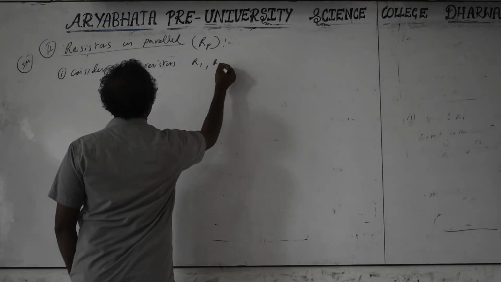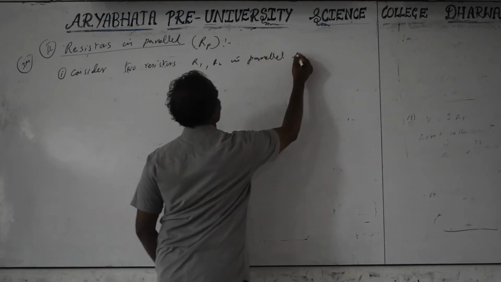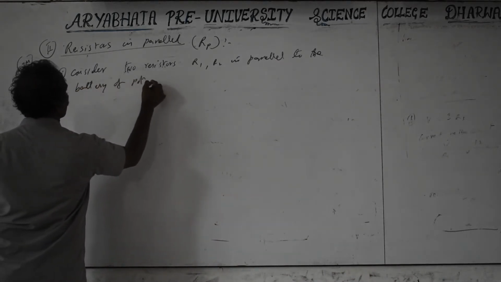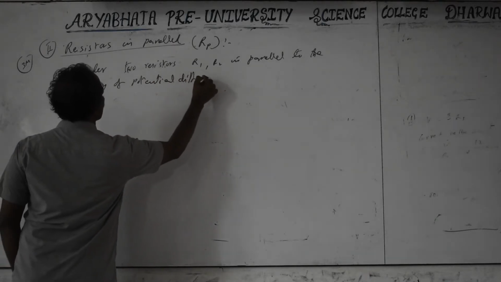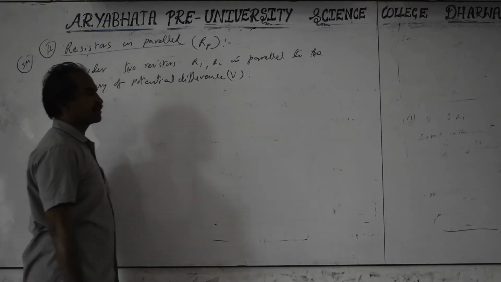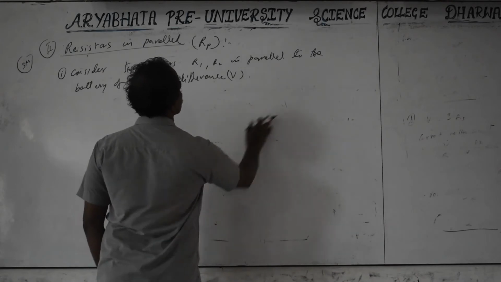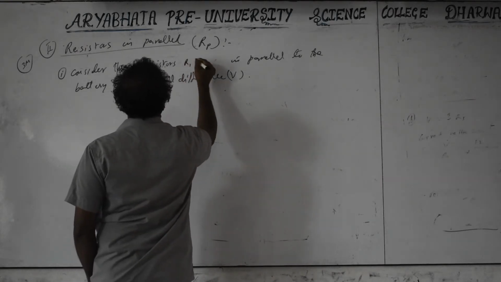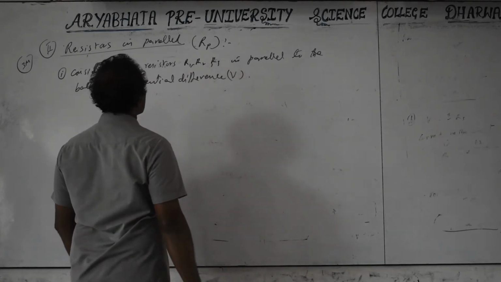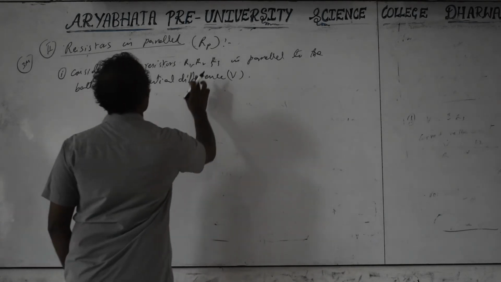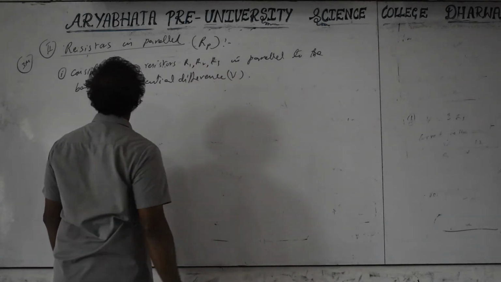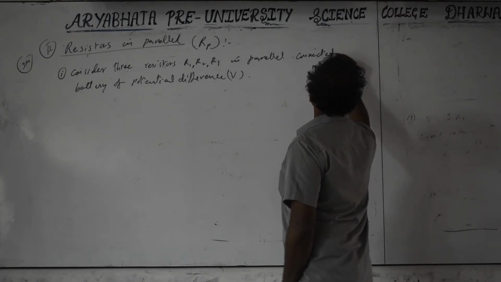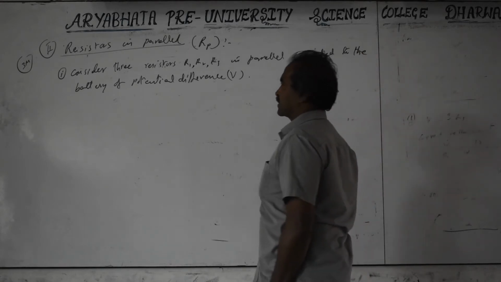Consider 3 resistors R1, R2, R3 in parallel, connected to the battery cell, a battery of potential difference or voltage difference V.